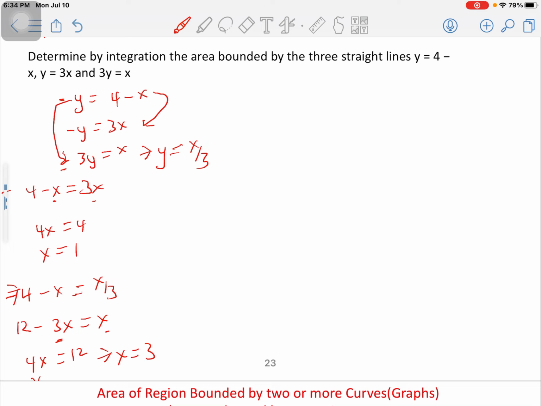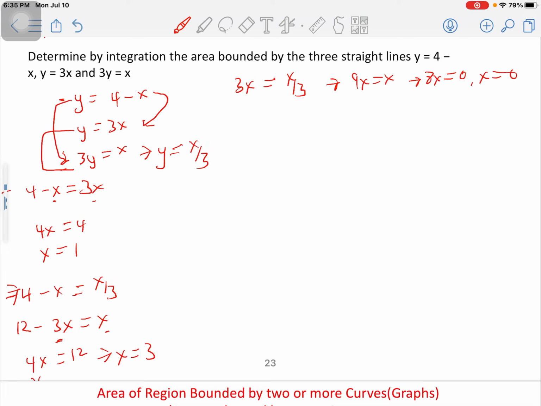And the last meeting point, between this function and this function, we are supposed to get 3x equal to x over 3. And therefore, doing simplification, you can see that we are going to have 9x equal to x, and therefore we have 8x equal to 0, and then we have x equal to 0. Right? So these are the meeting points over here.